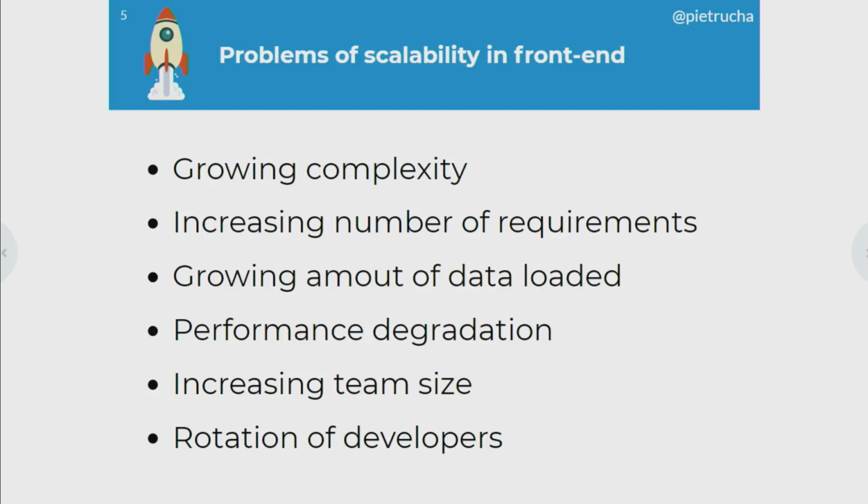Your application is growing in complexity, you have more and more requirements, you're loading more and more data, and the application could slow down. We can call it a performance degradation. Your team is growing and rotating, you have juniors and seniors on the team, and everybody has the same goal: to build a scalable, big, large enterprise application.